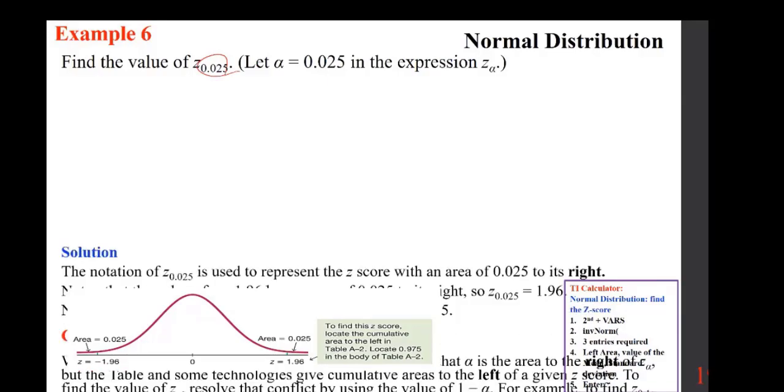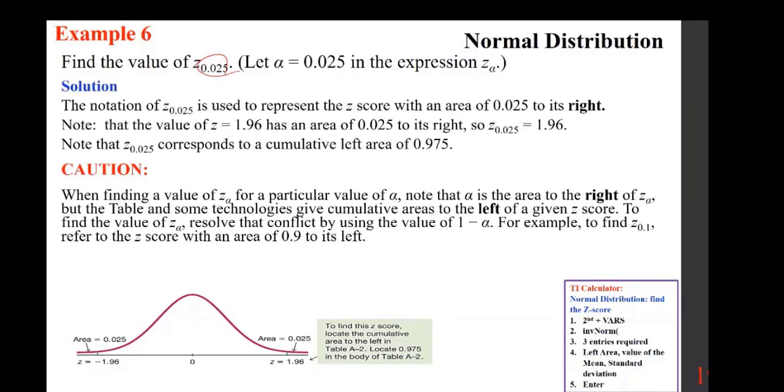So first, the meaning of a notation. The notation z sub 0.025 is used to represent the z-score with an area of 0.025 to its right. Note that the value of z equals 1.96 has an area of 0.025 to its right, so z sub 0.025 equals 1.96. Note that z sub 0.025 corresponds to a cumulative left area of 0.975.